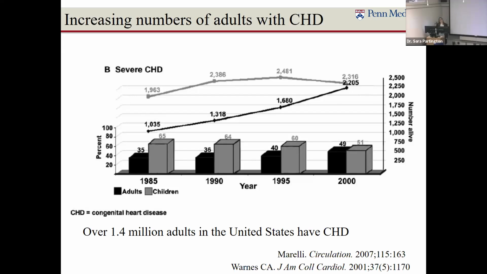There are now more adults than kids with congenital heart disease, so it should no longer be considered, I think, a pediatric disease. This is a condition that we're all going to be seeing more and more of. And there are now over 1.4 million adults in the United States with congenital heart disease.